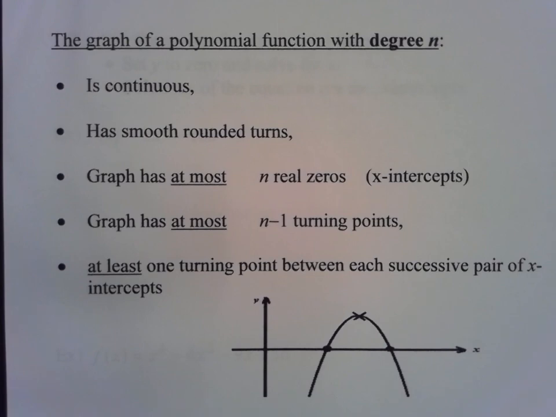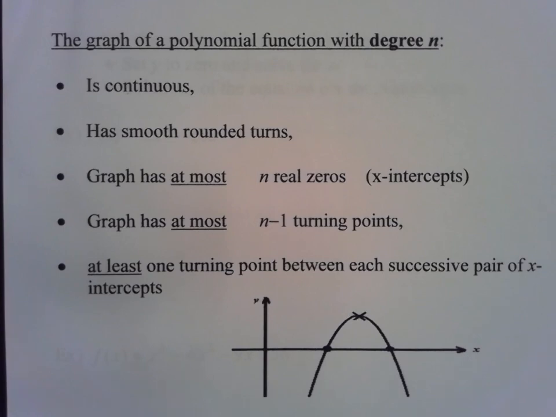So the graph of a polynomial function with degree n, so that means the highest power on x is n. And I'm going to be general here, but if you want to think about the degree being, let's say, 5, so x to the 5th is the highest power on x, you could think about that if you wanted a concrete example.